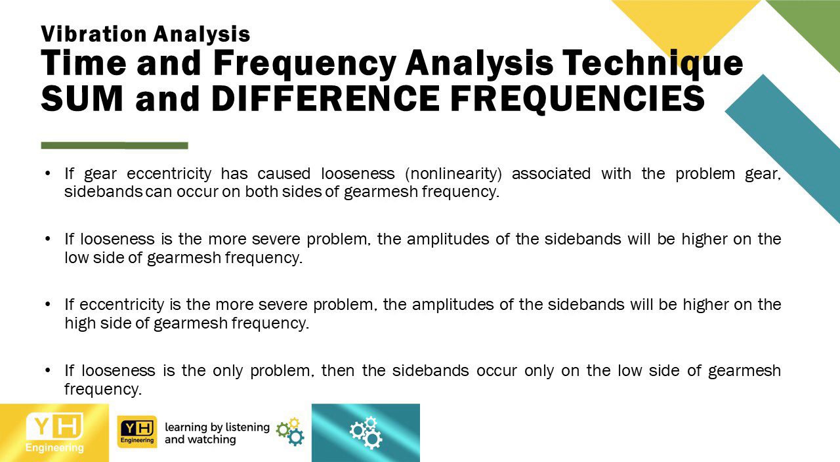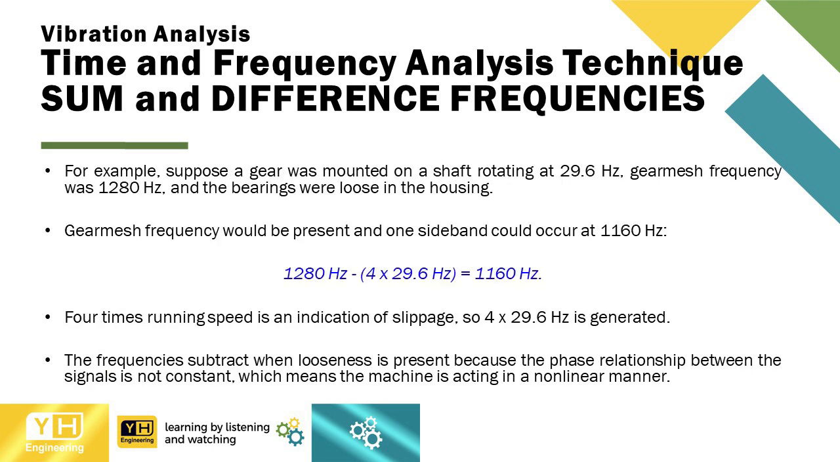For example, suppose a gear was mounted on a shaft rotating at 29.6 Hz, gear mesh frequency was 1280 Hz, and the bearings were loose in the housing. Gear mesh frequency would be present and one sideband could occur at 1160 Hz, calculated by 1280 Hz minus 4 times 29.6 Hz, equal to 1160 Hz. 4 times running speed is an indication of slippage, so 4 times 29.6 Hz is generated. The frequencies subtract when looseness is present because the phase relationship between the signals is not constant, which means the machine is acting in a nonlinear manner.